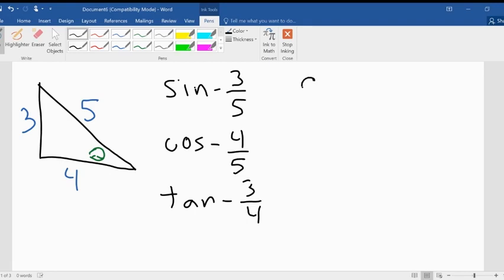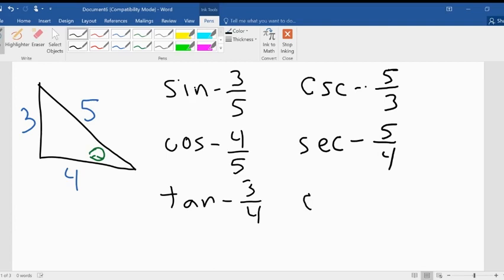So we have cosecant, just flip it, so it'll be 5 over 3. Secant would be 5 over 4. And then cotangent would be 4 over 3.